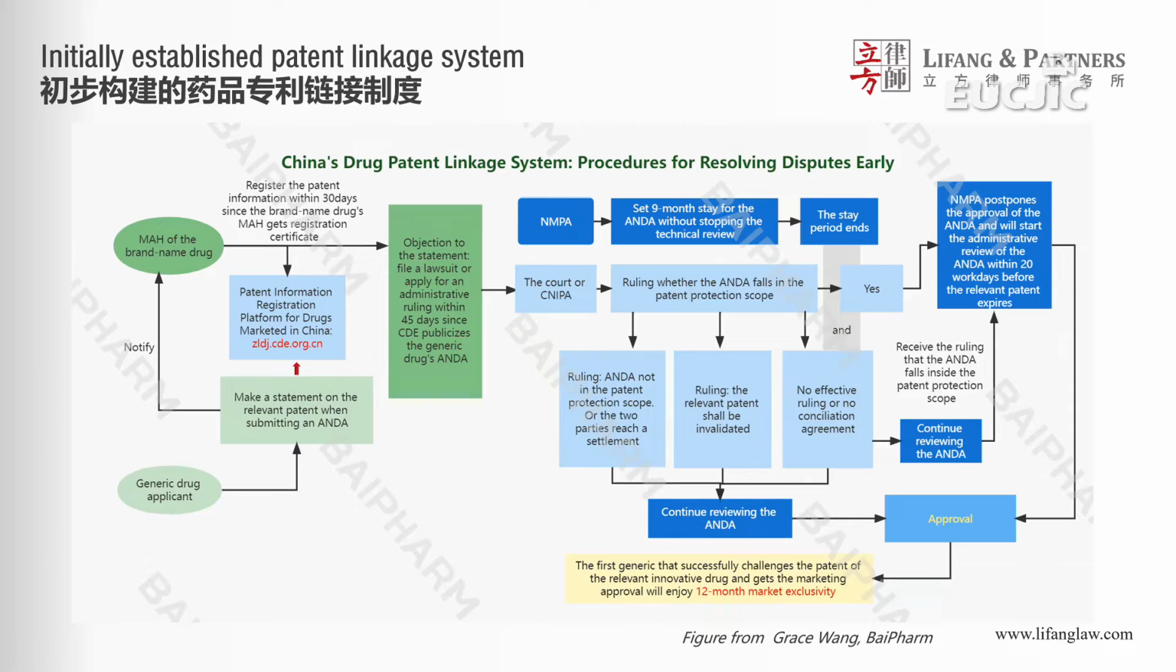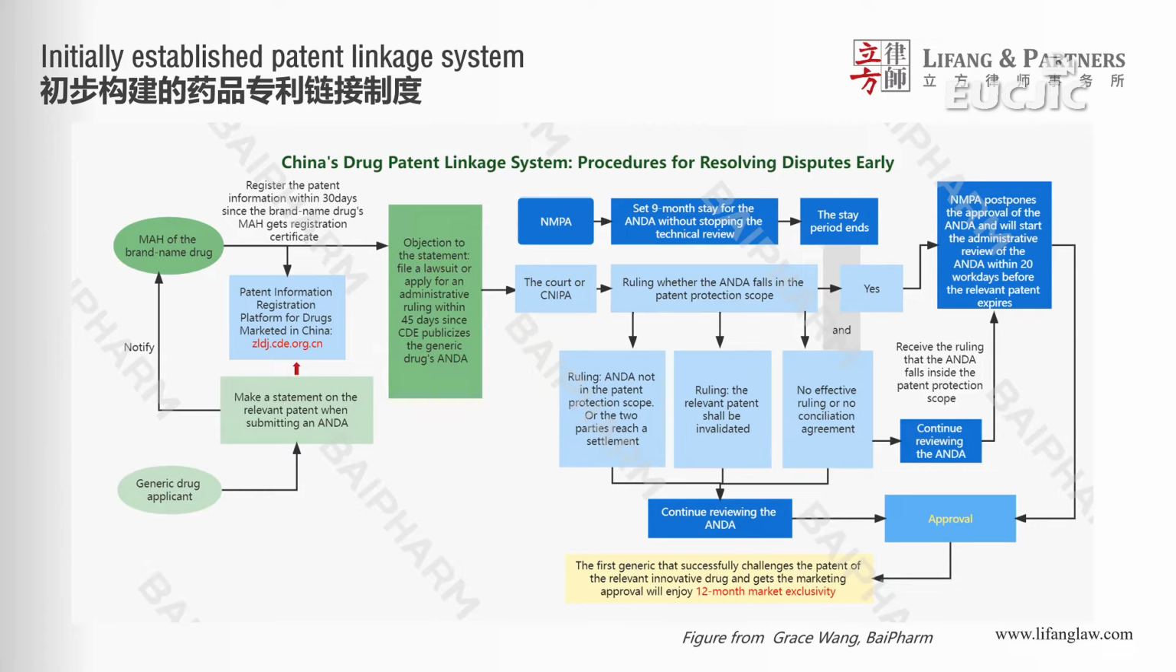The technical review process will go on, but the approval will be stayed for 9 months. If within these 9 months you have a result, if that result is that the drug actually falls within the protection scope of the patent, then the NMPA will stop the review process and wait until the patent expires.